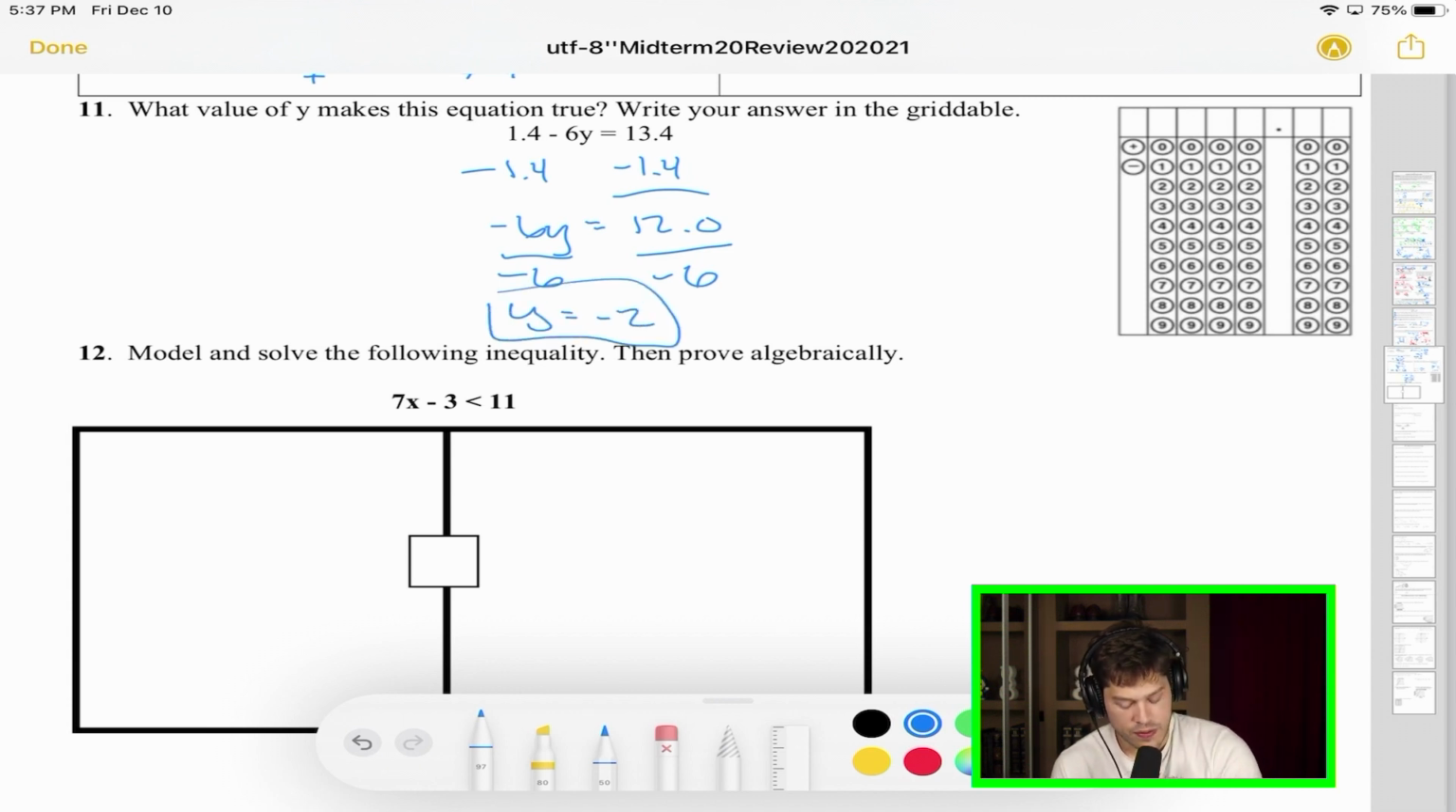Okay, if you need to bubble this in for whatever reason, you would bubble in the negative, and then you want the 2 that's right next to the decimal, and then we don't have any decimals, so you would just bubble it like that.